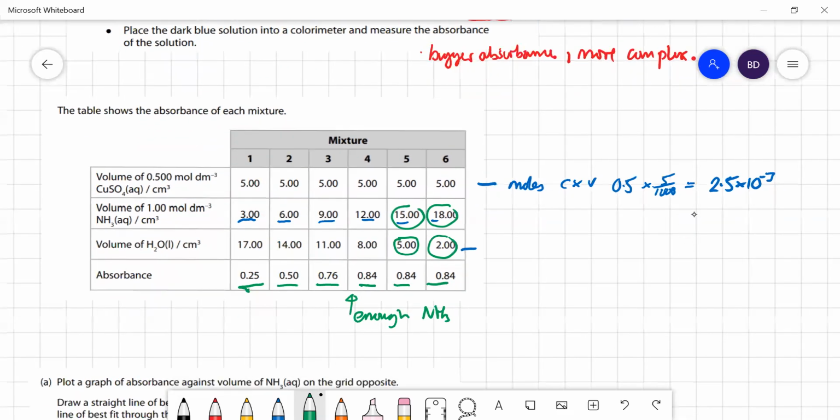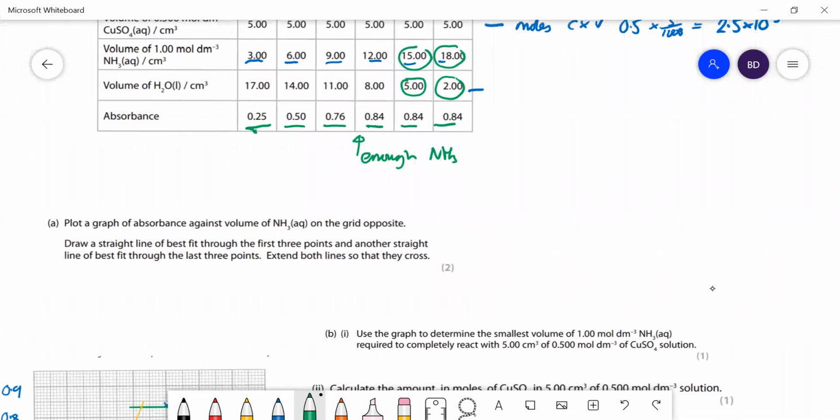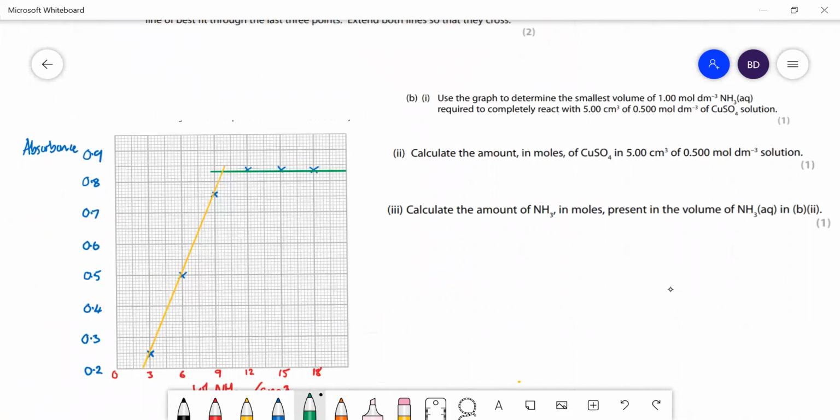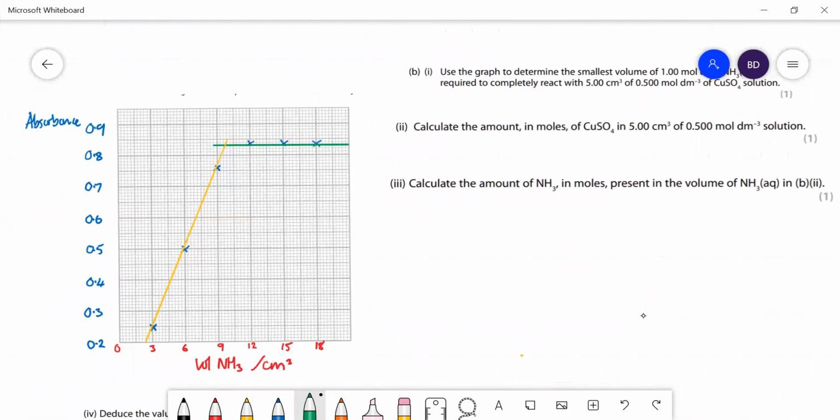So it tells us to plot a graph of absorbance against the amount of ammonia. I've done that. You can see the absorbance increases as you get more ammonia, and then it levels out once you get to 12. The blue doesn't get any darker around this point; it's a flat line. So it tells us to extrapolate the yellow line forward and the green line back, and find where they meet. That is when you've added just the right number of moles of ammonia. Now that is almost exactly on 10 centimeters cubed.